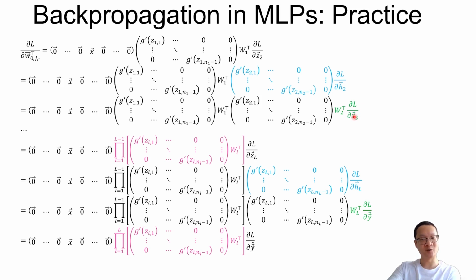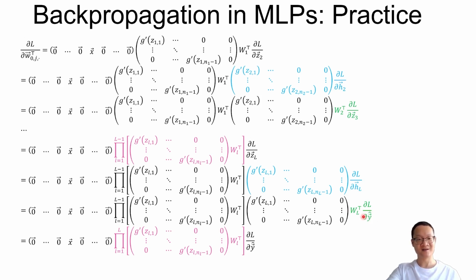And again, we're going to keep doing this, so it's going to be a product of all of these diagonal matrices times the weight matrices. I'm going to write this all out in product form, which is going to go from l equals 1 to L minus 1. So that's going to be the second last step. We'll still have a partial L partial ZL at the end after this part. So now expanding out partial L partial Z capital L, we're going to get the last diagonal G prime matrix, and then partial L partial HL. And finally, expanding that out, we're going to get W capital L transpose partial L partial Y hat.